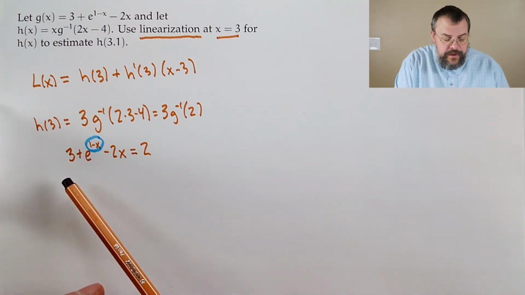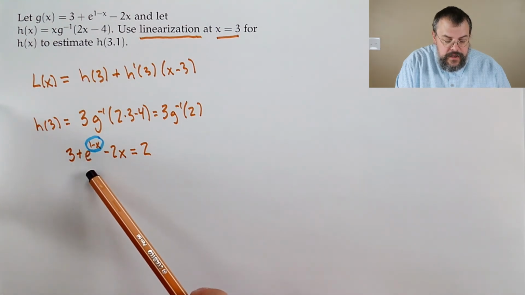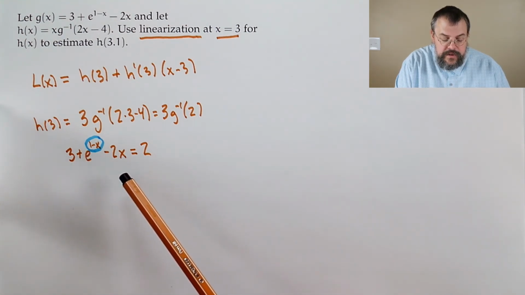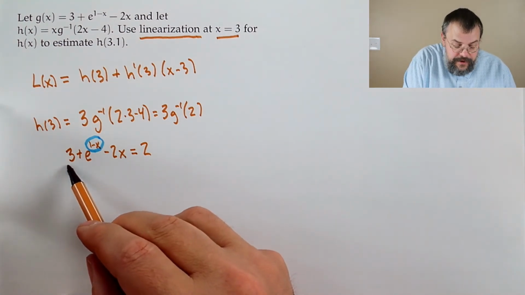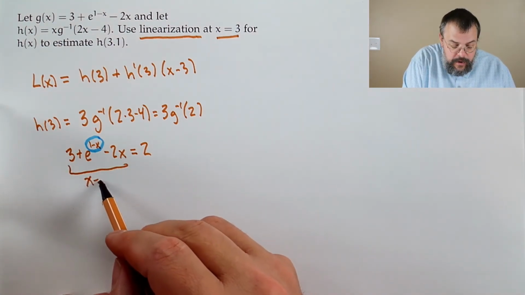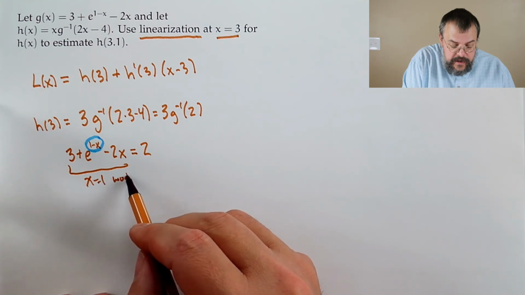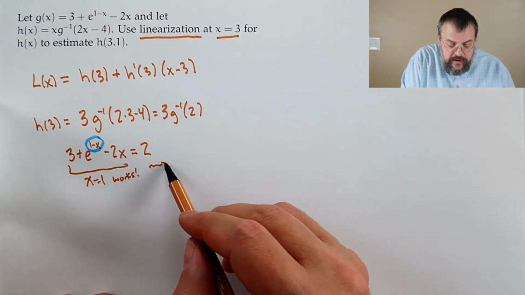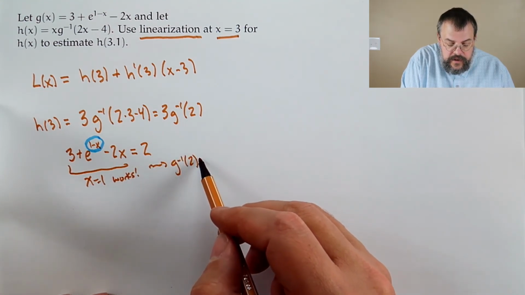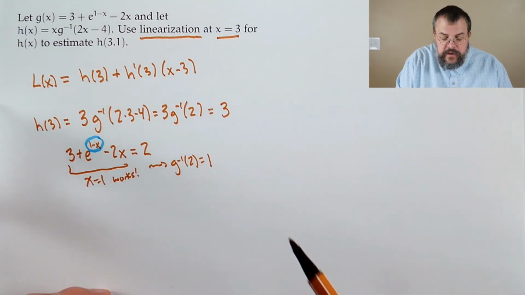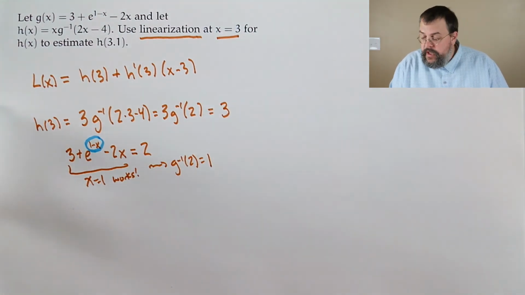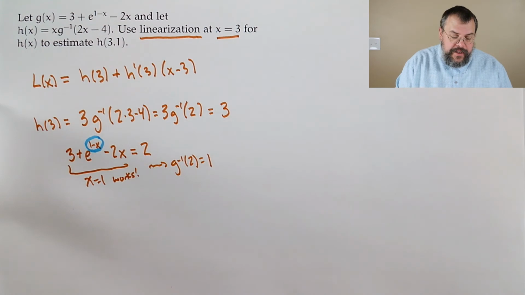So what do we get? Well, we get 3 plus 1, which is 4, minus 2 times 1, which is 2, and it works. Aha! So we see, lo and behold, x equals 1 works. So that tells us that g inverse of 2 is 1, which tells us that h of 3 is really 3. Good to know. Now, we're not done. We now need to find h prime of 3.